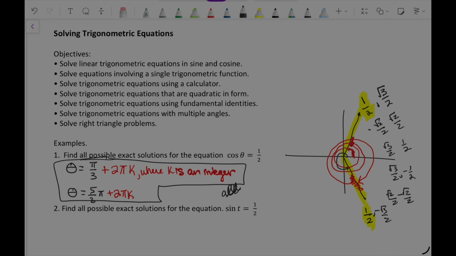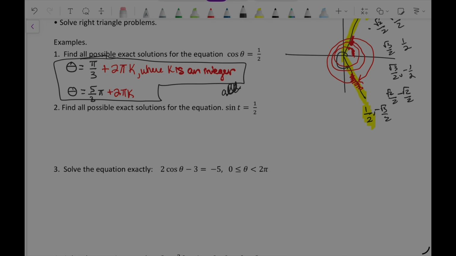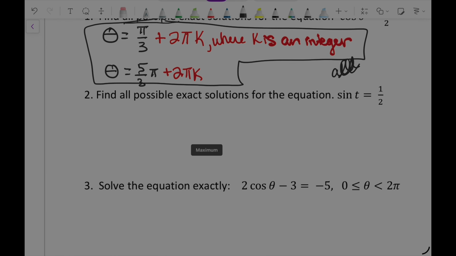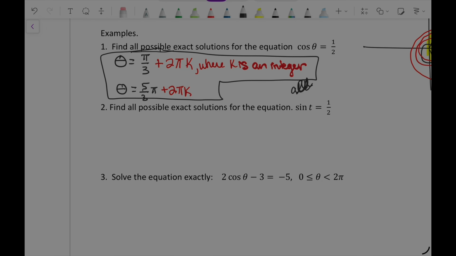Let's try it again. Find all possible exact solutions for the equation sine of t is equal to 1/2. So where is sine 1/2? Again, hopefully you're thinking about your unit circle and you see that the sine produces a 1/2 here and here. Where is that happening? Well, that happens at pi over 6 and at 5 pi over 6, right?